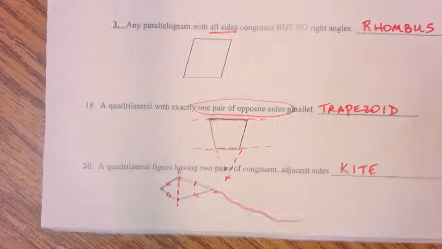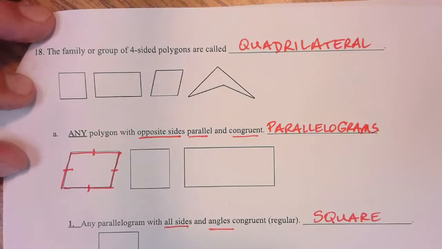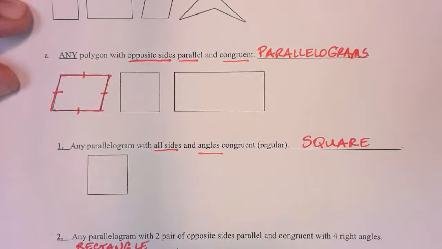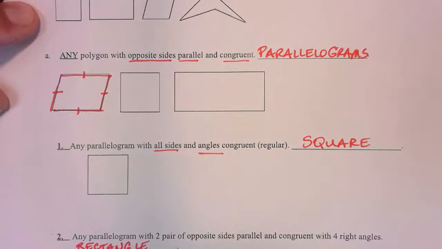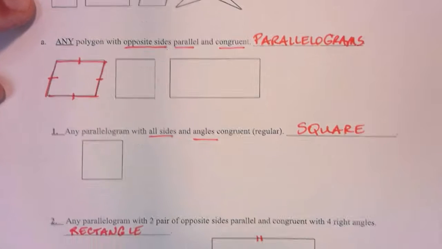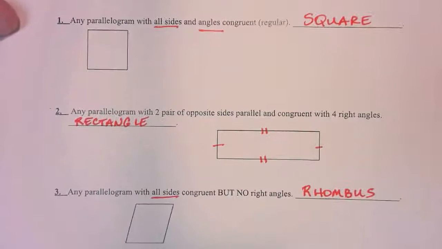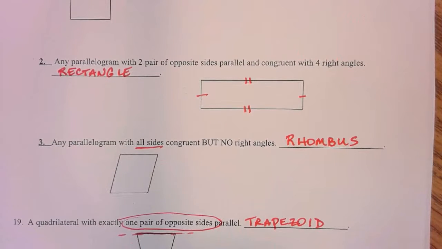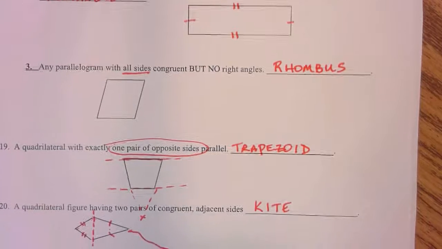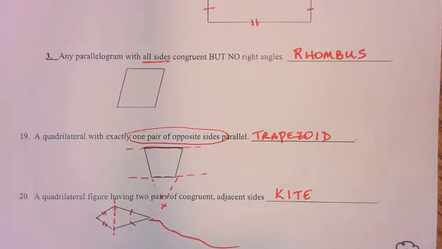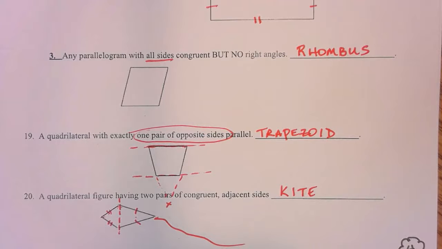And so now, just as a quick recap, quadrilateral is a four-sided polygon, any four-sided polygon. Parallelogram, opposite sides are parallel and congruent, and if you're in the group of parallelograms, you can be a square, a rectangle, or a rhombus. And then finally, the other shapes that we're going to cover are a trapezoid and a kite. Page 5 coming up.